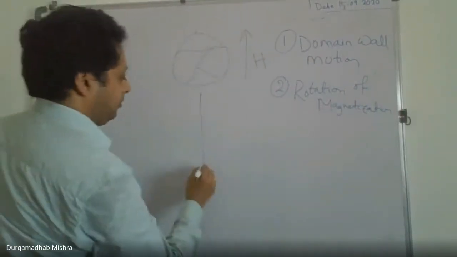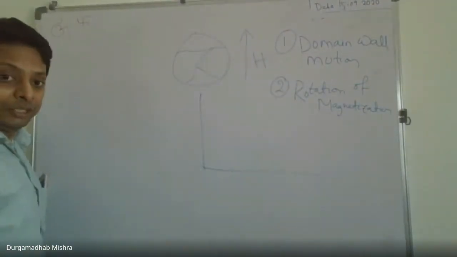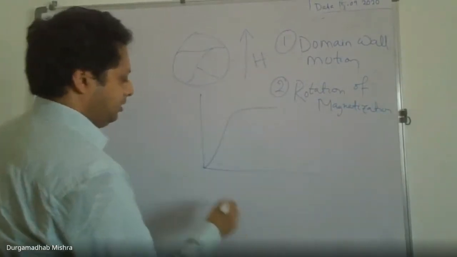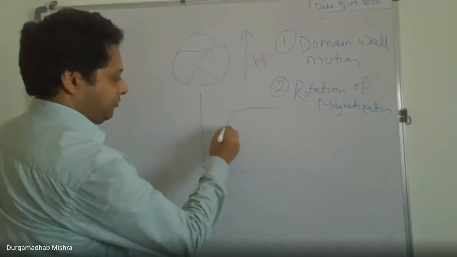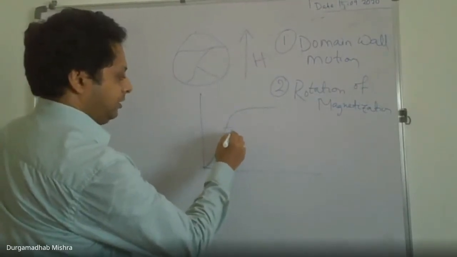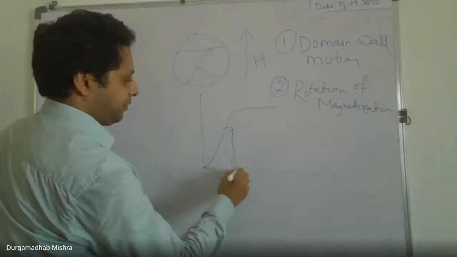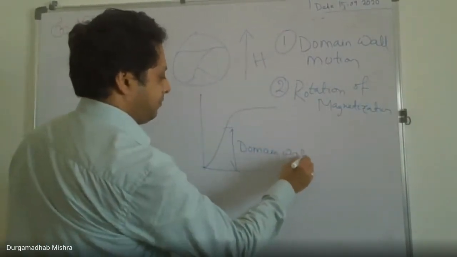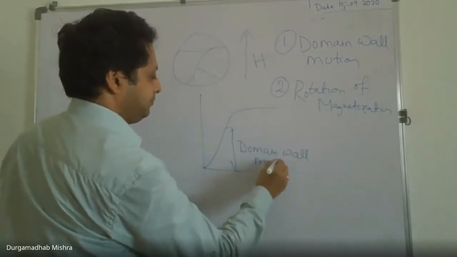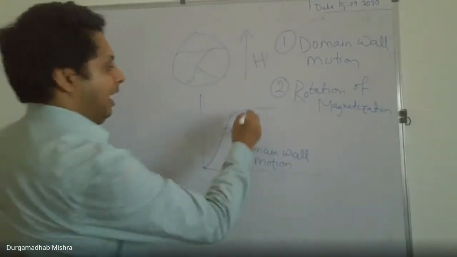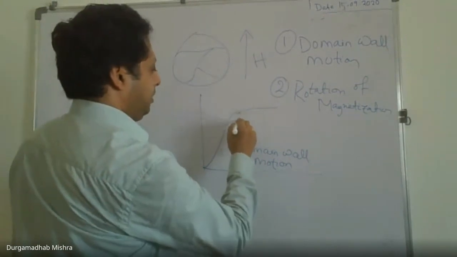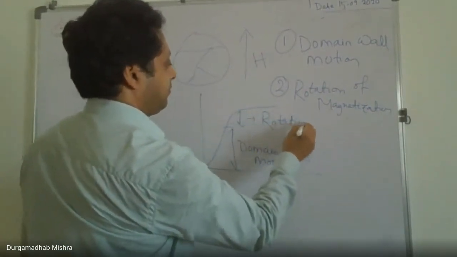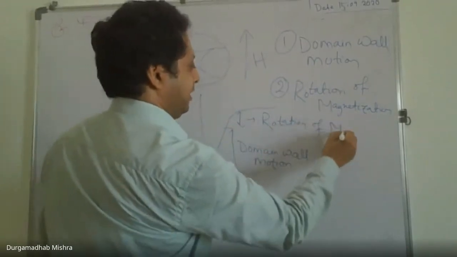If you look at the hysteresis, it is always something like this, what we plot. Up to this field, you could say that this is domain wall motion. And from here to here, you would say rotation of the magnetization.